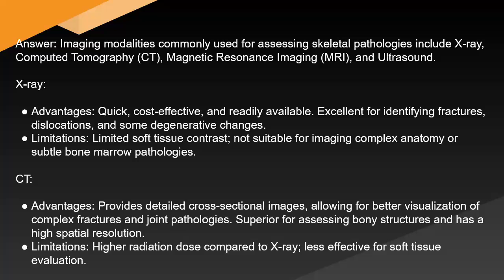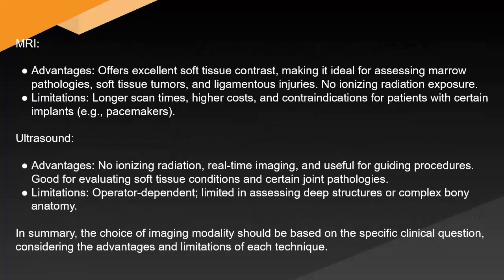Limitations: limited soft tissue contrast, and not suitable for imaging complex anatomy or bone marrow pathologies. CT. Advantages: provides detailed cross-sectional images, allowing for better visualization of complex fractures and joint pathologies. Superior for assessing bony structures and has a high spatial resolution. Limitations: higher radiation dose compared to X-ray, less effective for soft tissue evaluation.